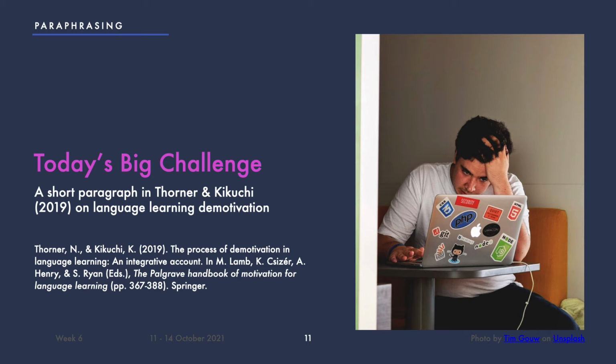Now, here comes this week's big challenge, which comes from a short paragraph in a reading that I'm currently reading about language learning demotivation, because as a teacher, I understand that the motivation of students would wane across the semester. And I'm always interested in knowing more about how, as a teacher, we can remotivate students in the middle of the semester for learning the language.